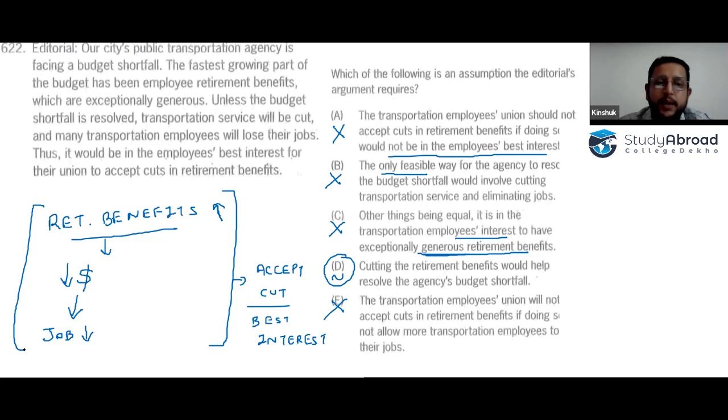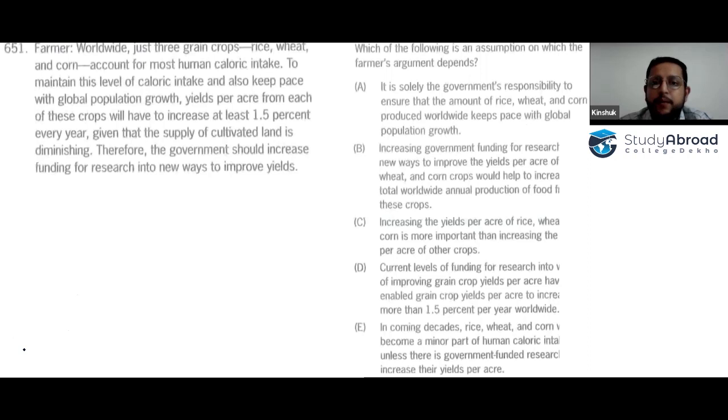All right. So again, I would ask you to pause the video and try to solve this question. Then we'll discuss. You'll be able to find out whether you were able to understand in the right direction or not. Go ahead, pause the video.